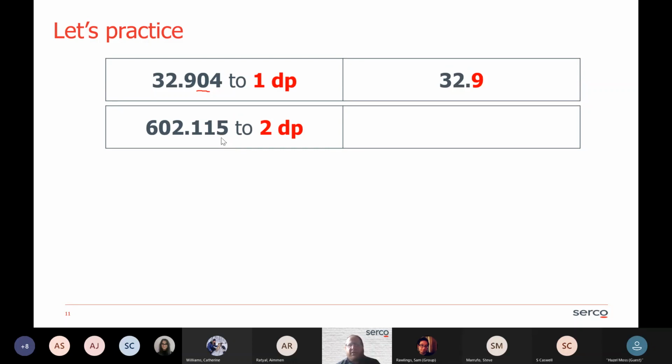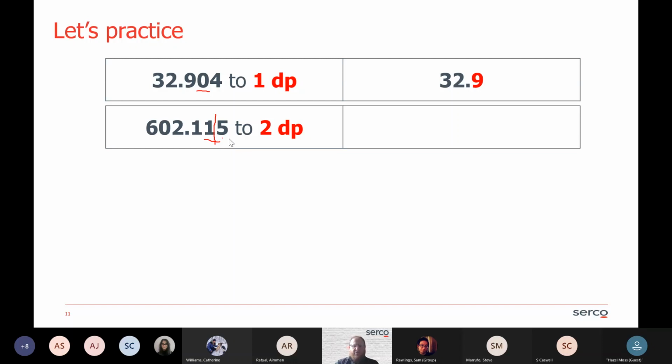602.115 to 2 decimal places. That's one correct. How about this one then? So we want 2 decimal places, which means we want 2 numbers after the decimal point. So we want to go to this number, but the key here is to think about the number that's after the line. A few people are saying 0.11, but the number after our line is a 5. So what are we going to do with that figure?